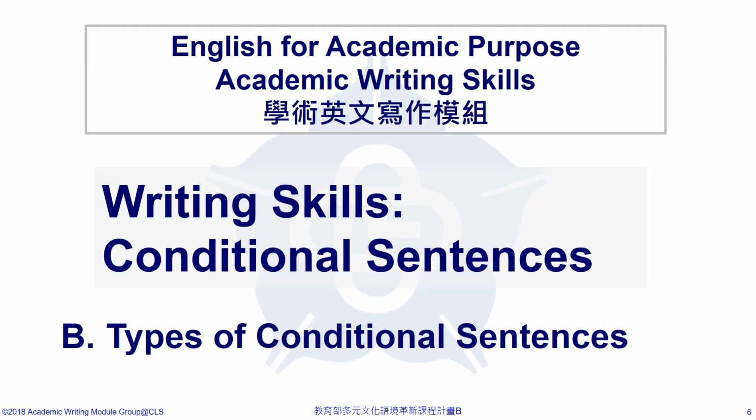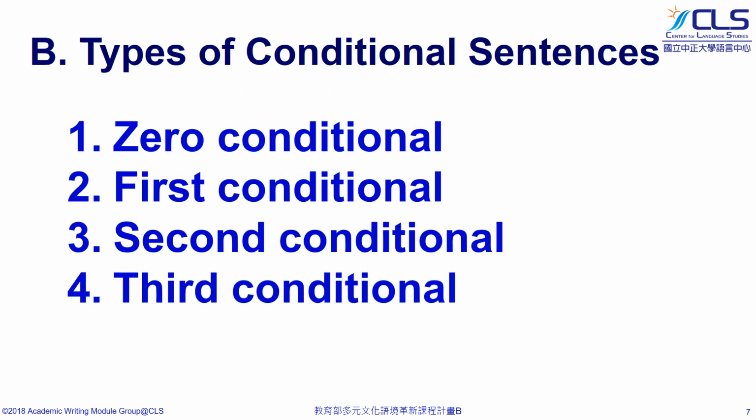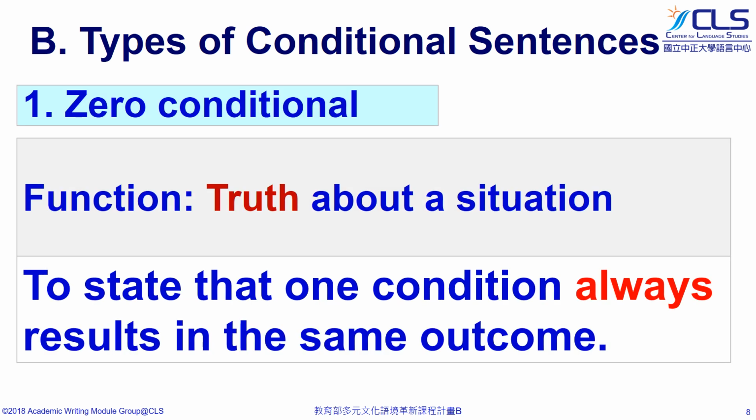Now let's move on to learn the 4 main types of conditional sentences. The 4 types include zero conditional, first conditional, second conditional, and third conditional. First, zero conditional is used to refer to the general truth about a situation. It states that one condition always results in the same outcome.